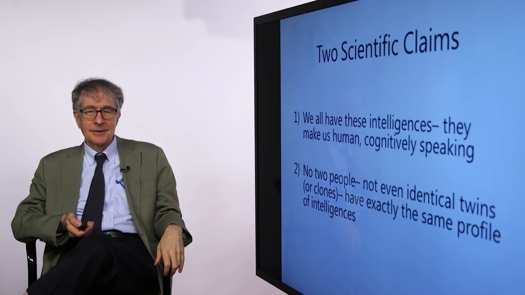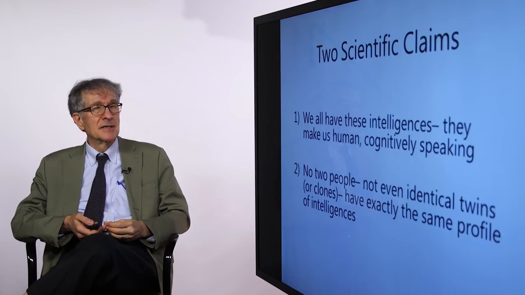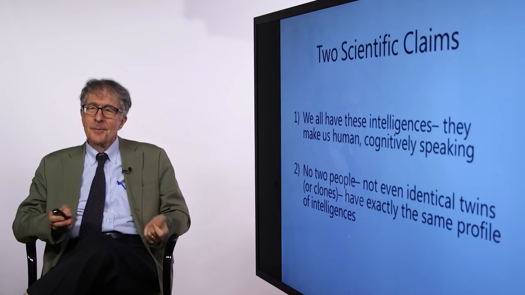But no 2 people on the planet, not even identical twins, have exactly the same profile of intelligences. If we knew in great detail exactly which intelligences you were strong in and how you use them, it would not be the same as anybody else. And we know that because even identical twins don't read in exactly the same way, don't interact in exactly the same way. And when we take brain measures, fMRIs or PET scans, we see that the brains may not work in the same way.